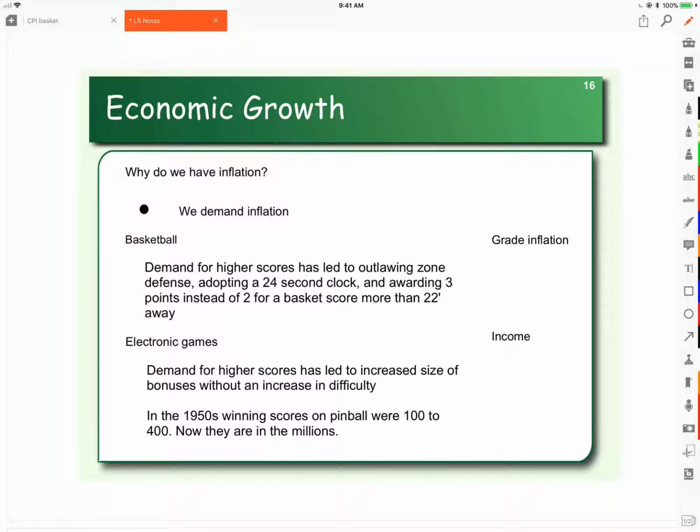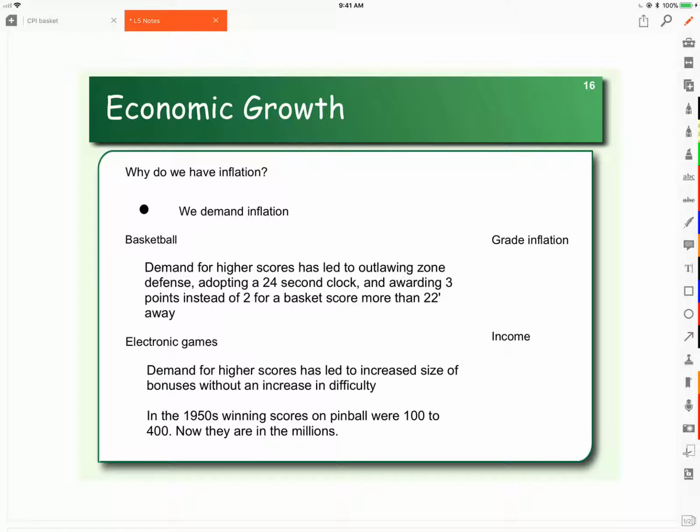So for example, when we look at games like basketball, we've actually changed how that game works in order to make it a higher scoring game. If you've ever played pinball, for example, they used to be that high scores were only a couple hundred, and now they're in the millions. Even video games, the numbers have increased. We like higher numbers, we like bigger scores.